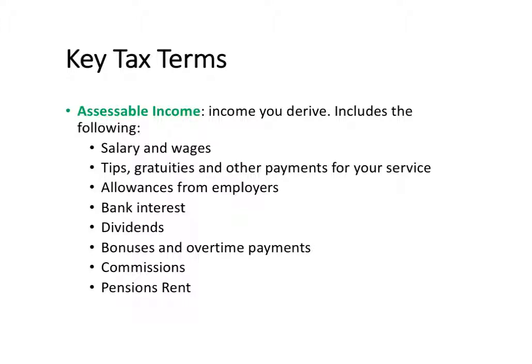Assessable income is any income that you derive. It includes salary and wages that you receive from your employer, any tips or other payments for your services. So if you were a waiter or a waitress and you received a tip, any allowances from your employers. So you might receive a uniform allowance or a laundry allowance, maybe even a tool allowance, bank interest on bank accounts, dividends from shares in companies you may own, any bonus or overtime payments, any commissions you received, pensions you receive from the government, rent on any investment property that you rent out.